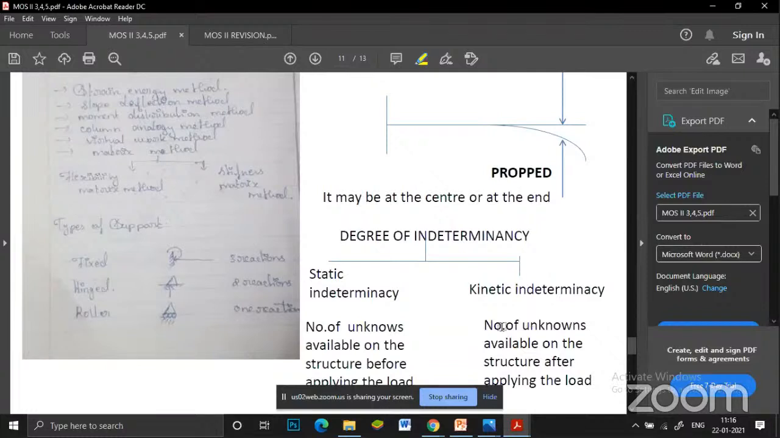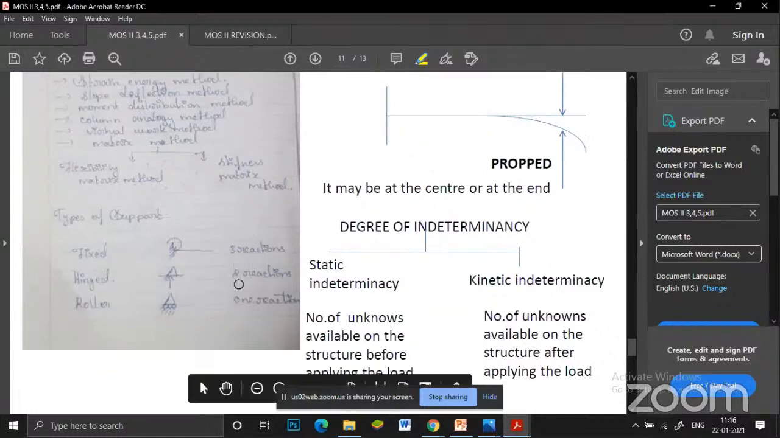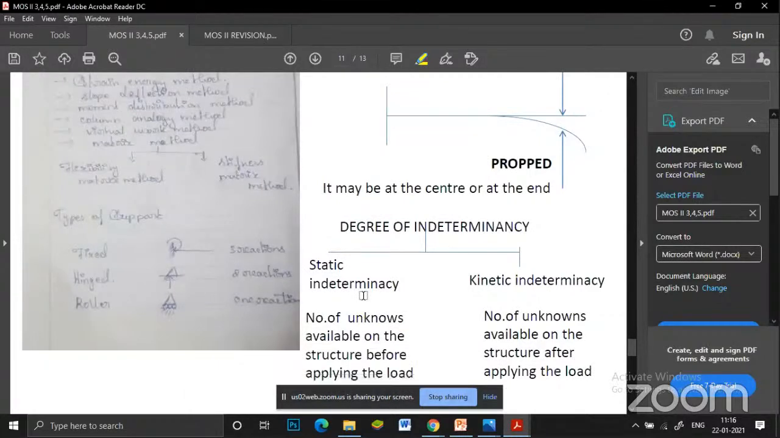If it is the number of unknown forces available on the structure before applying the load, it is static indeterminacy. But after applying the load, kinetic means movement. You have an idea of kinetic energy from before, right? Kinetic is movement, static is a stable position. So after applying the load it is kinetic indeterminacy, not static. The question might be asked.